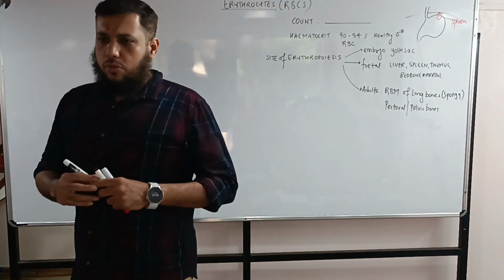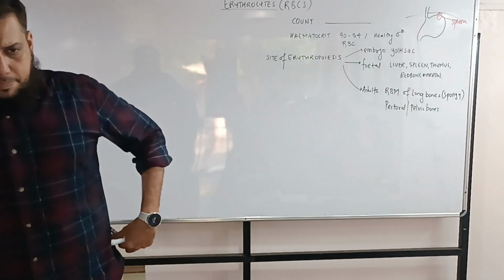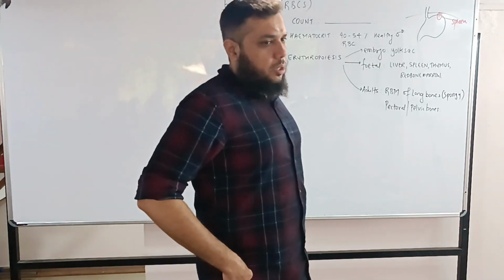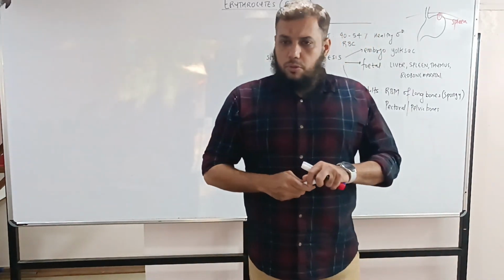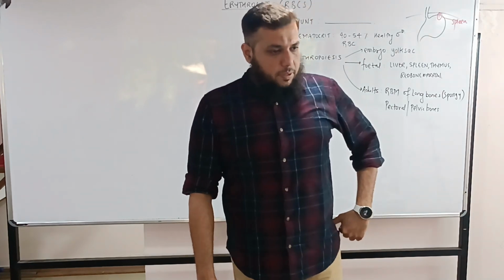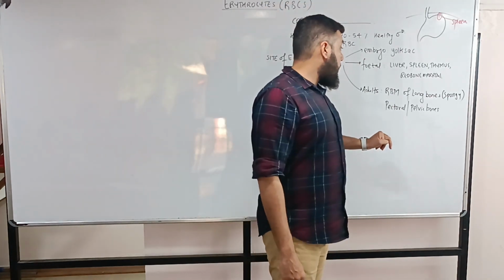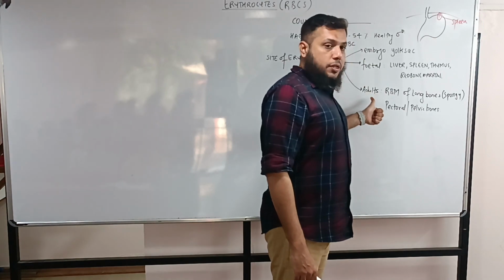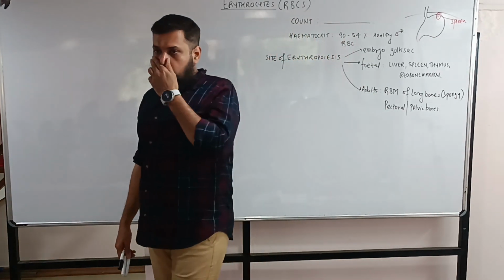Pectoral and pelvic bones. This is your pelvic bone. The hip bone is called the pelvic girdle. And this is the pectoral. So pectoral and pelvic are responsible for erythropoiesis in the adults. Okay.